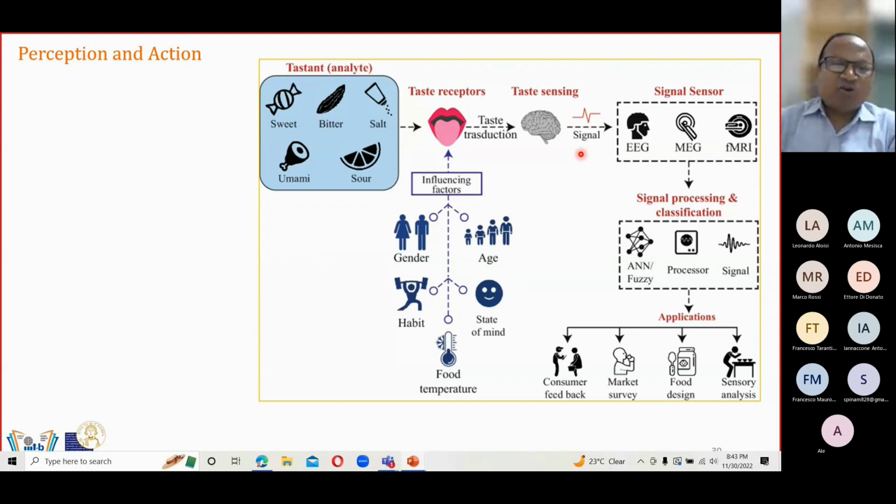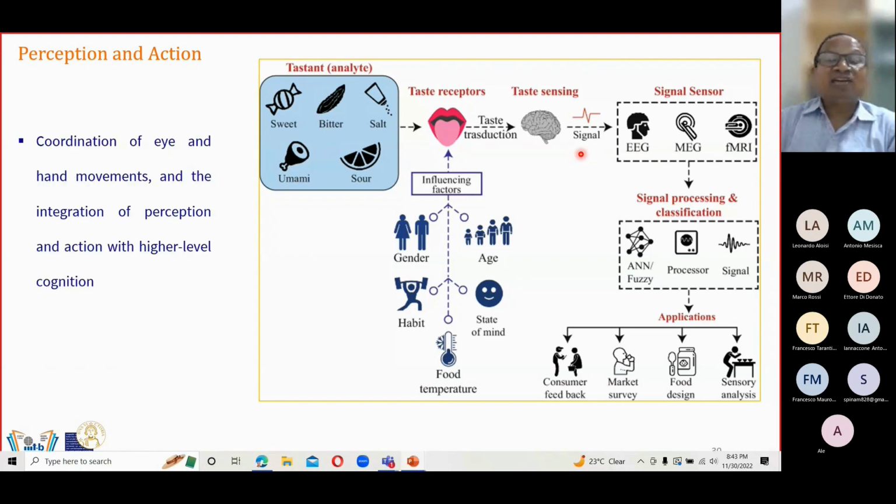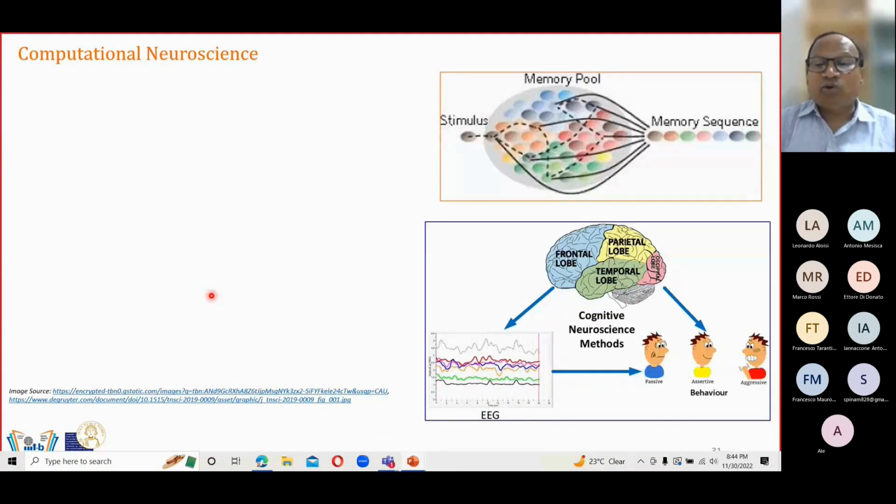what is called the brain signal. So how do you perceive? How do you act? When you feel that food is tasty, you will react, you will act. So coordination of eye and hand movements and the integration of perception and action with higher level cognition is covered there. And then computational neuroscience.